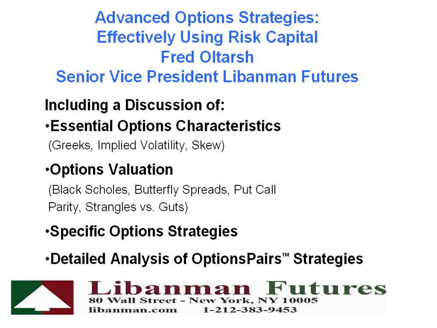And the gist of the discussion really is to find out what's a good strategy, what's the advantage of using it from a point of view of risk reward and also in terms of value. So included in the discussion will be essential options characteristics, the Greeks, implied volatility and the skew, options valuation. We'll discuss Black-Scholes and other strategies which are sort of arbitrage strategies, butterfly spreads, put-call parity, strangles versus guts. We'll discuss some other specific option strategies which are not arbitrage strategies, and particularly we'll discuss the options pairs strategy.